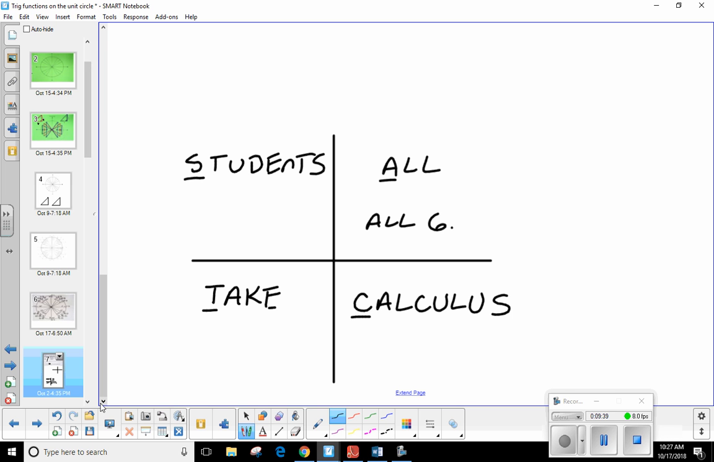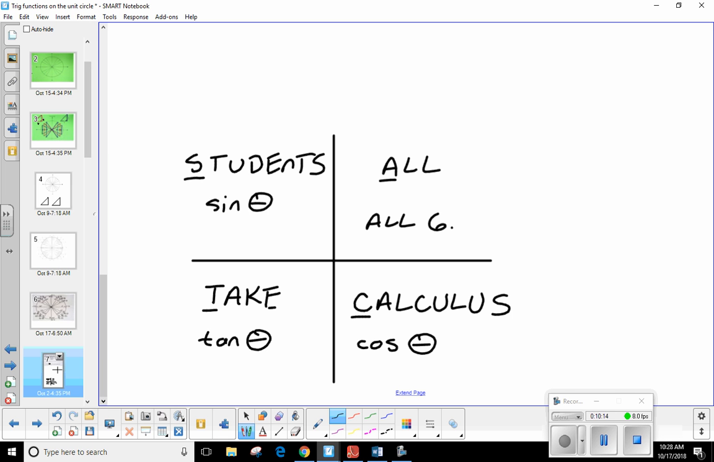But the S in students stands for sine. So sine of theta is going to be positive in quadrant 2. What do you think the T stands for? Tangent. So tangent is going to be positive in quadrant 3, and the C is going to stand for cosine. Now, will knowing where these three trig functions are positive help me figure out where the other three trig functions are positive?